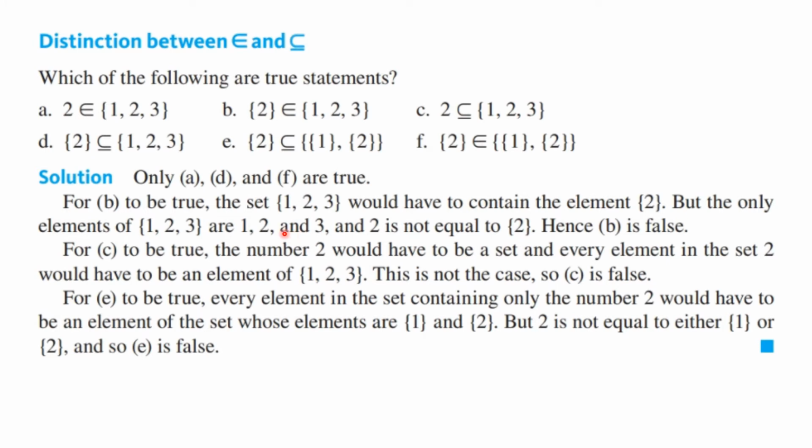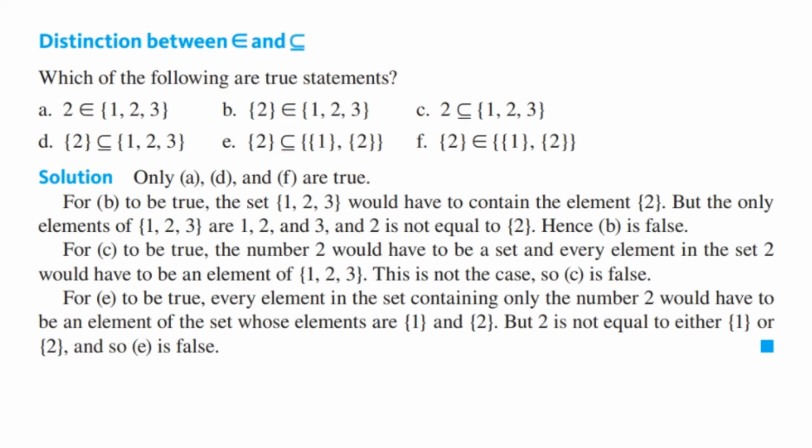So if we look at B, that's the set containing 2, which is not an element of this set. In this one, 2 is not a set, it's just a number, so it can't be a subset. And in E, this is an element of this set, but it's not a subset of that set. So E is false as well.